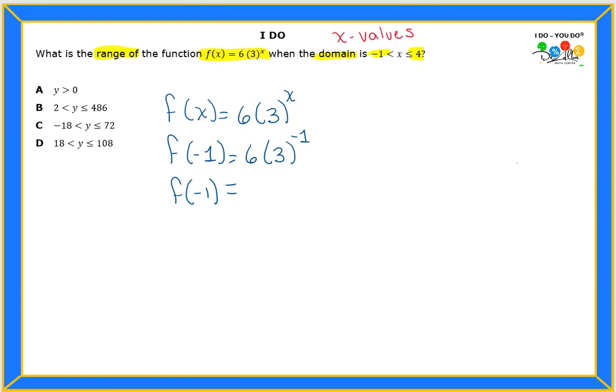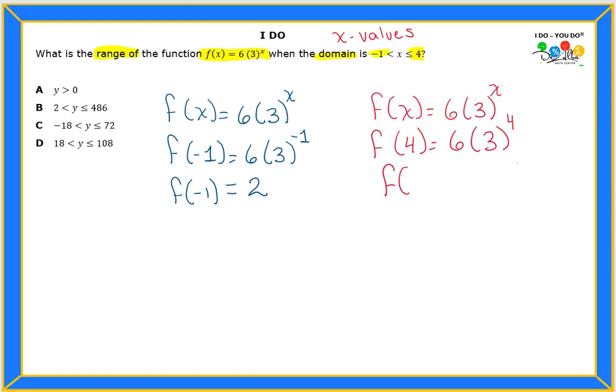And that will give us a 2. If you put it in the calculator, that will be a 2. Now, the next one is the same function, but now we're going to replace x with a 4. So this will be 6 times 3 to the 4th power. If I evaluate f of 4, that will give me 486. So those are the two values that I have.